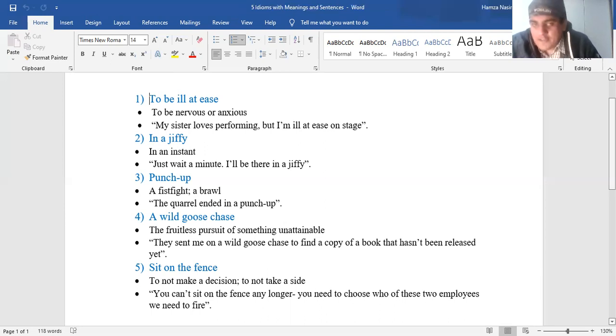So these were our 5 idioms for today, fellas. To be ill at ease, in a jiffy, punch up, a wild goose chase, as well as to sit on the fence. All right, thank you. Now we move on to the final component of today's agenda, which will basically be 5 words with meanings as well as sentences.